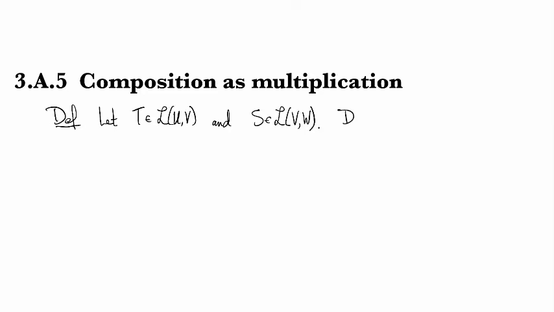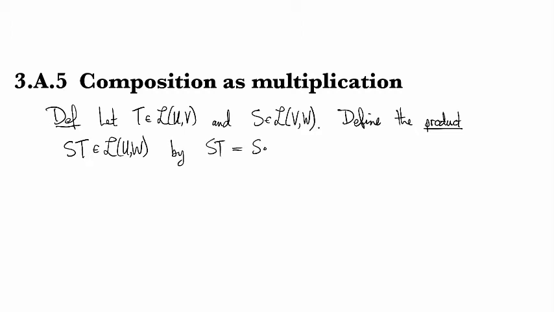Then we can define the product. So this is ST. Now this is going to be a map from U to W. And so we define it to be the composition of these two.